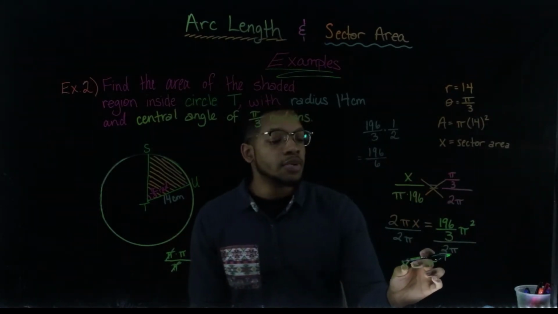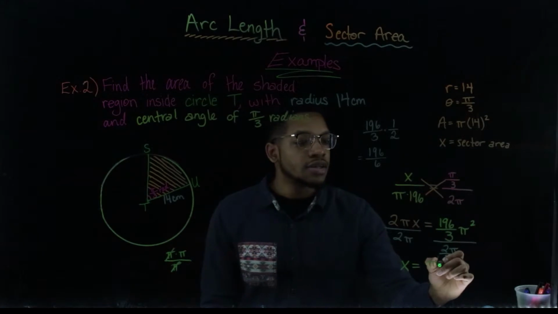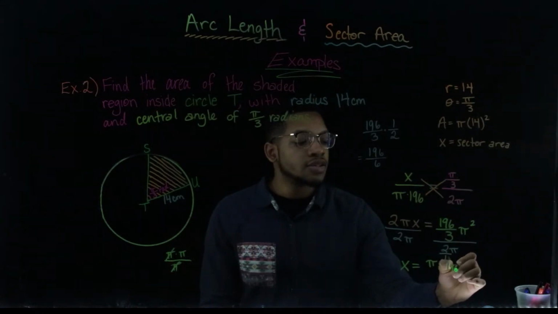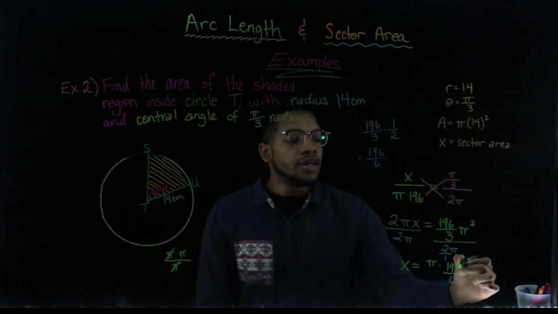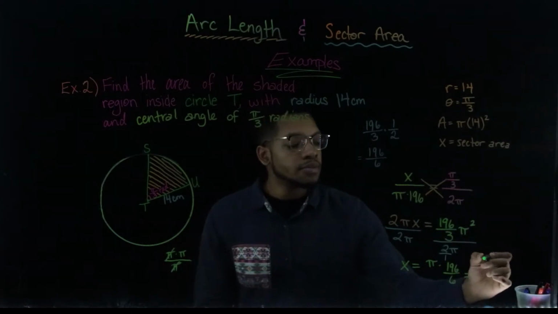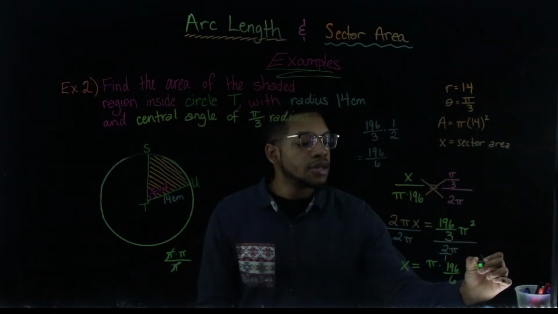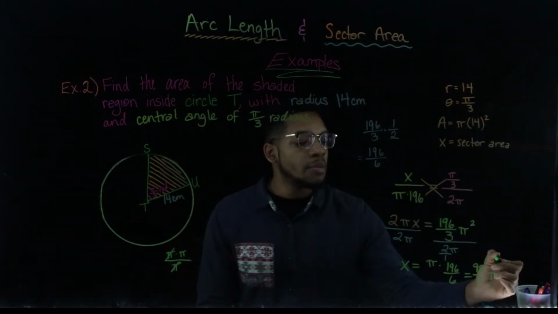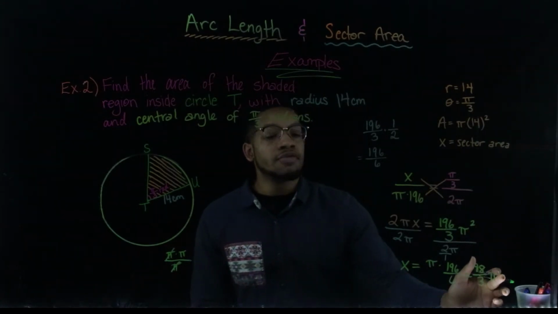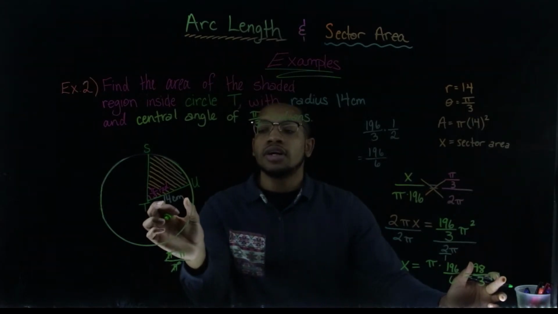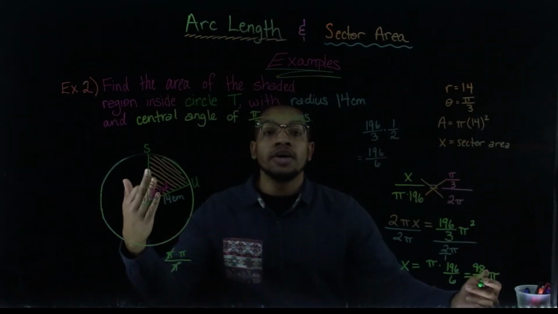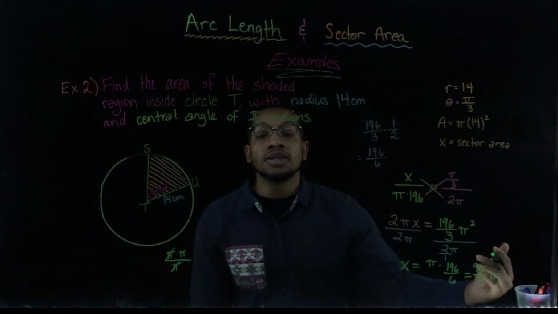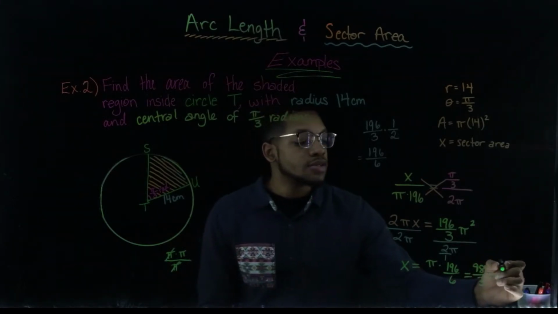So for x, I'm going to be left with pi times 196/6. And then if I take half of both the top and the bottom, that'll leave me with 98/3. And then I got to remember my pi. Now, we can't forget units either. If it gives us a radius in centimeters, we're talking about area, which is going to be in centimeters squared because it's 2 dimensions.